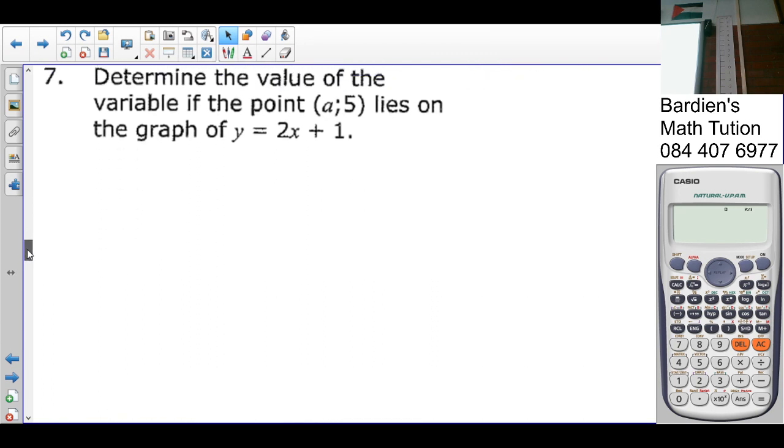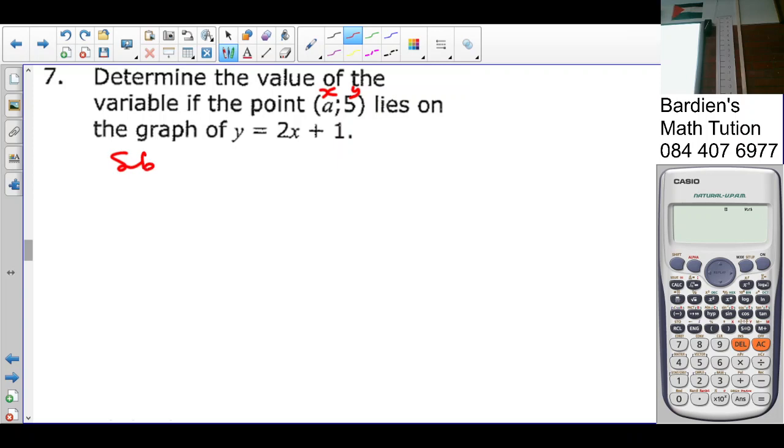Okay. Determine the value of the variable if the point (a, 5) lies on the graph. If you put the input in, you'll get the output out. Not so? If you put the output in, you get the input out. Okay. So, if you substitute the x in, you should get the y out. That's what this is like, a function. So, your x is a, your y is 5.